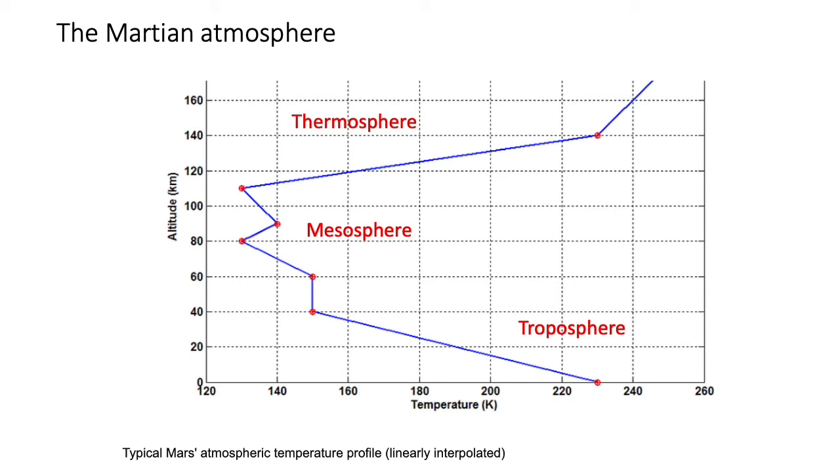The reason, of course, is that there is no ozone in the Martian atmosphere, and therefore you don't have that heating by the absorption of solar radiation in that intermediate zone that would give that big bump in temperature. So no ozone layer, no stratosphere. We have a stratosphere in the Earth's atmosphere because the ozone layer is absorbing solar radiation.